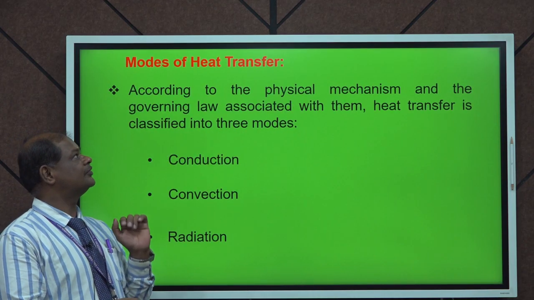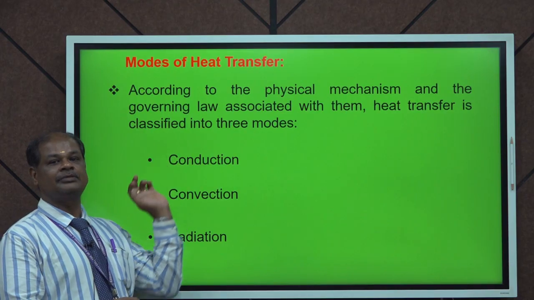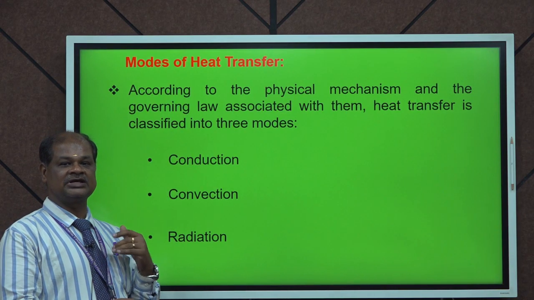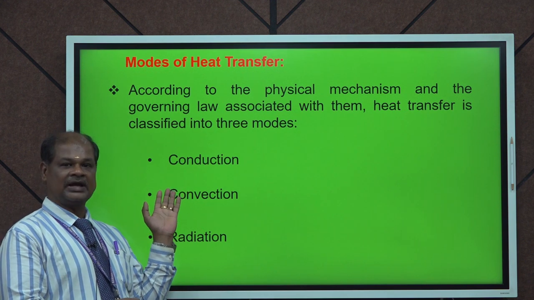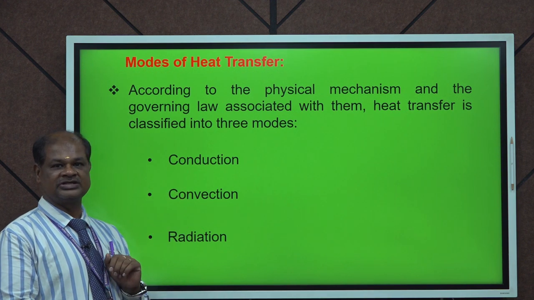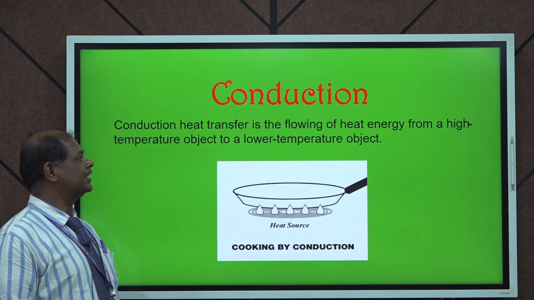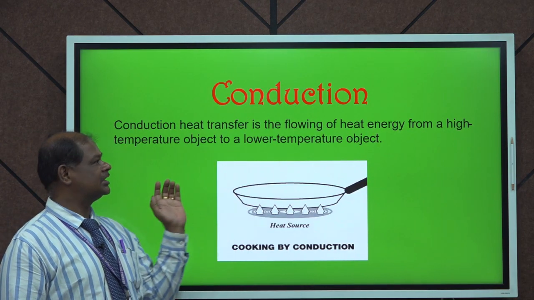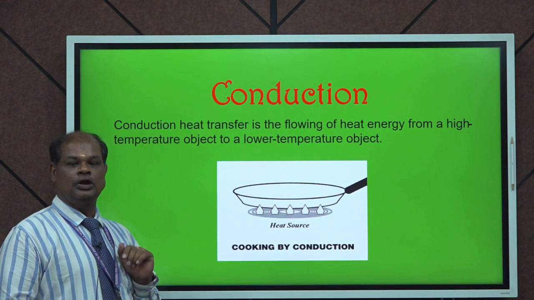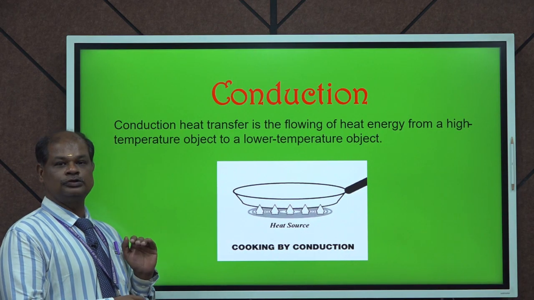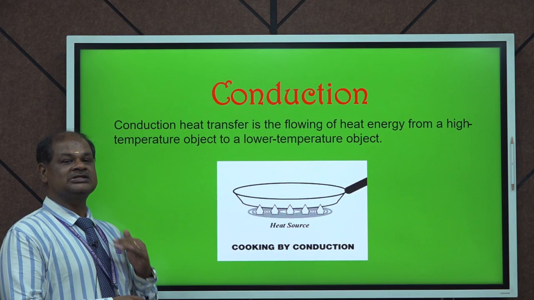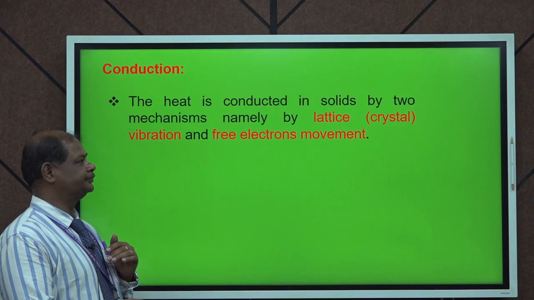Next are the modes of heat transfer. According to the physical mechanism and the governing law associated, heat transfer takes place in three ways: conduction, convection and radiation. What is conduction? Conduction is the flow of heat energy from a high temperature object to a low temperature object. It mainly occurs in solid objects.